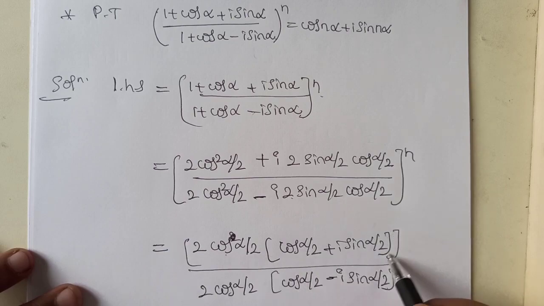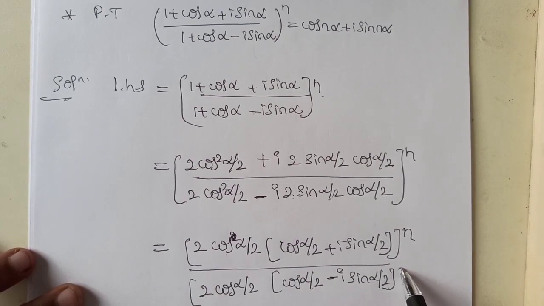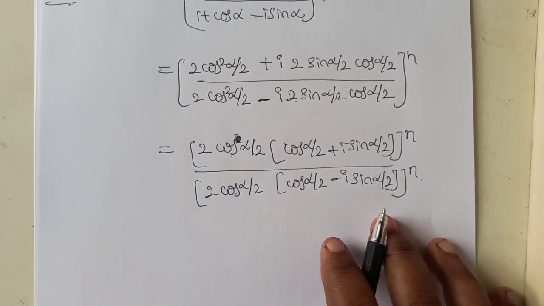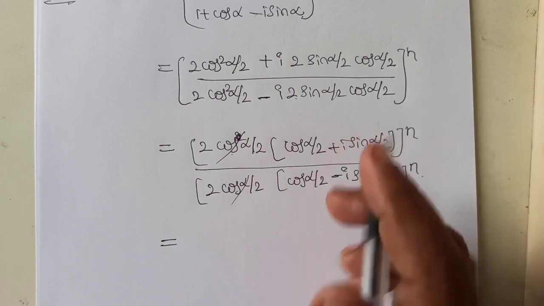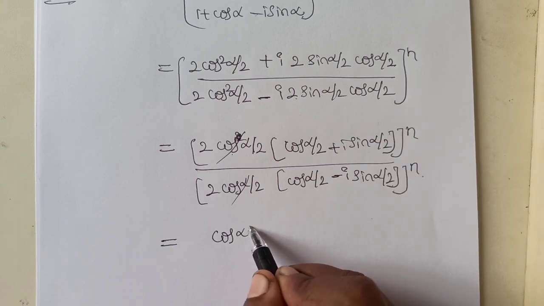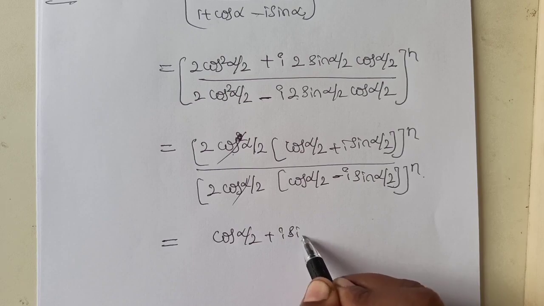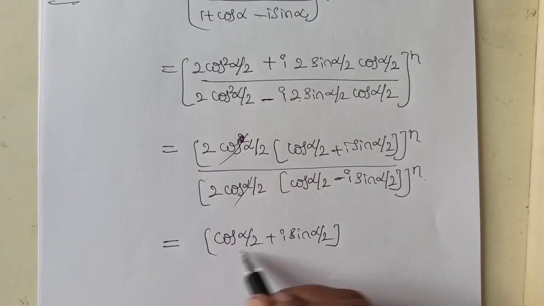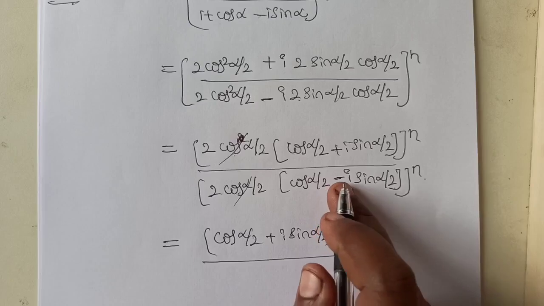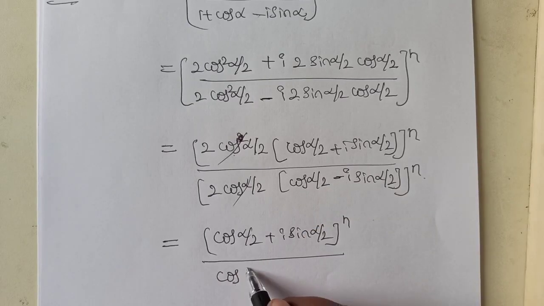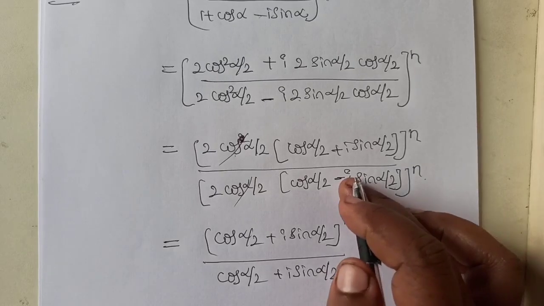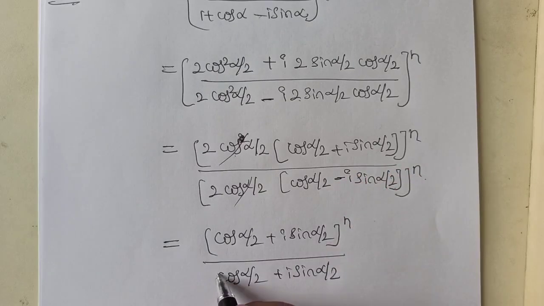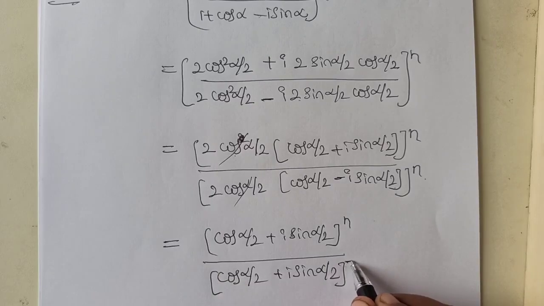So here the power is n, and in the denominator we also have power n. So 2 cos alpha by 2 and 2 cos alpha by 2 cancel. So the numerator can be written as (cos of alpha by 2 plus i sin of alpha by 2) whole power n. In the denominator, since there is a minus sign, it can be written as (cos alpha by 2 plus i sin alpha by 2) to the power minus 1, using De Moivre's theorem. So minus 1 into n, we get minus n.